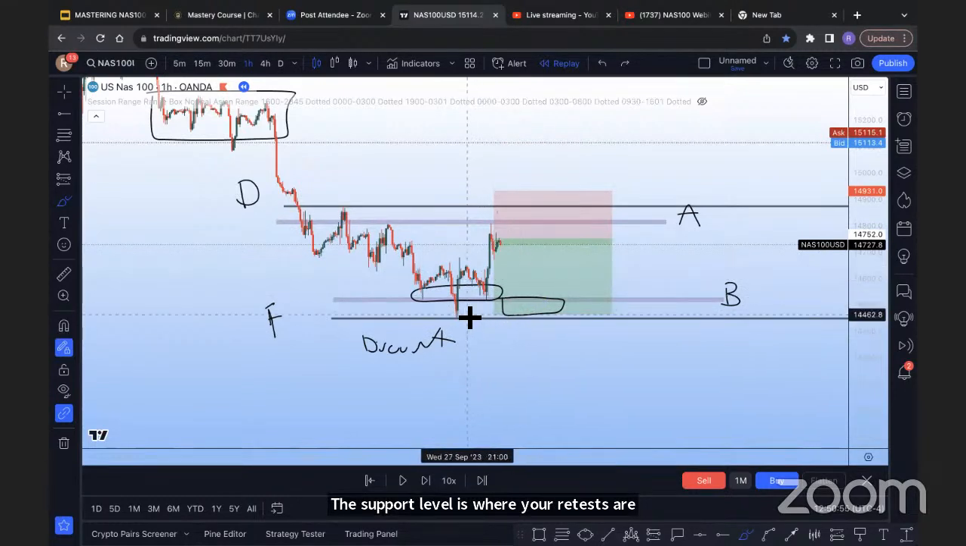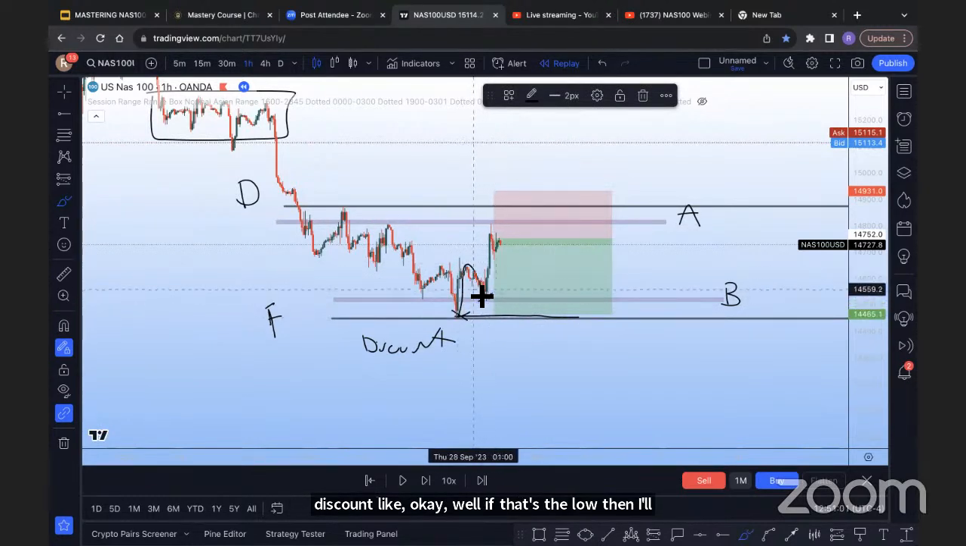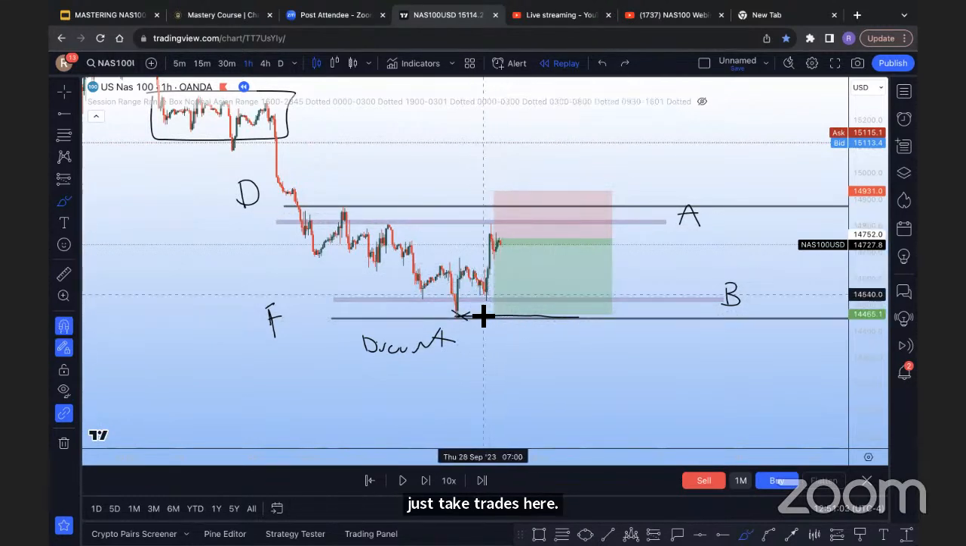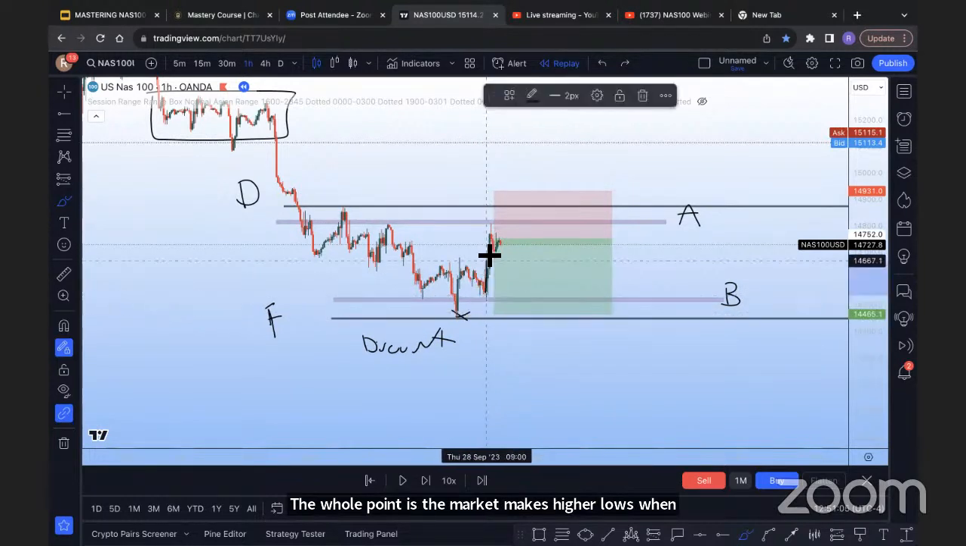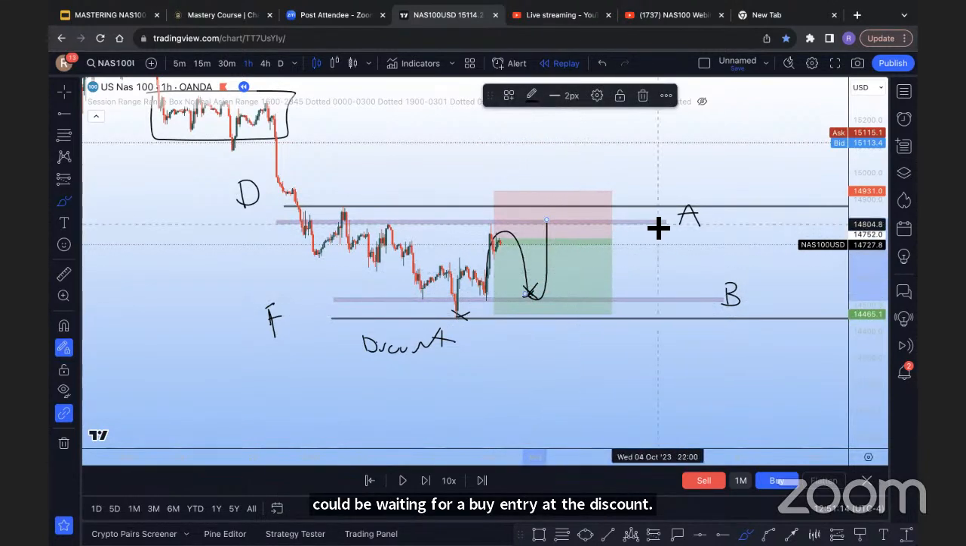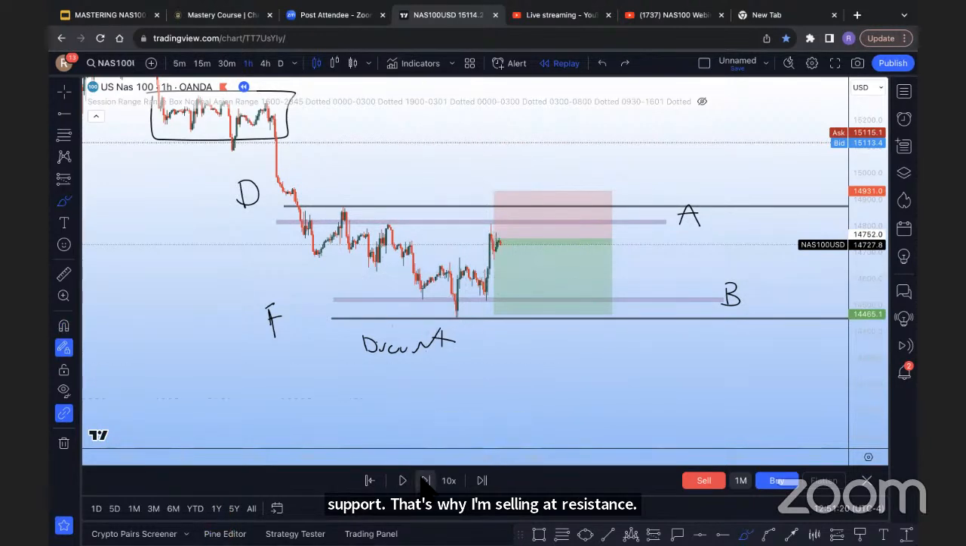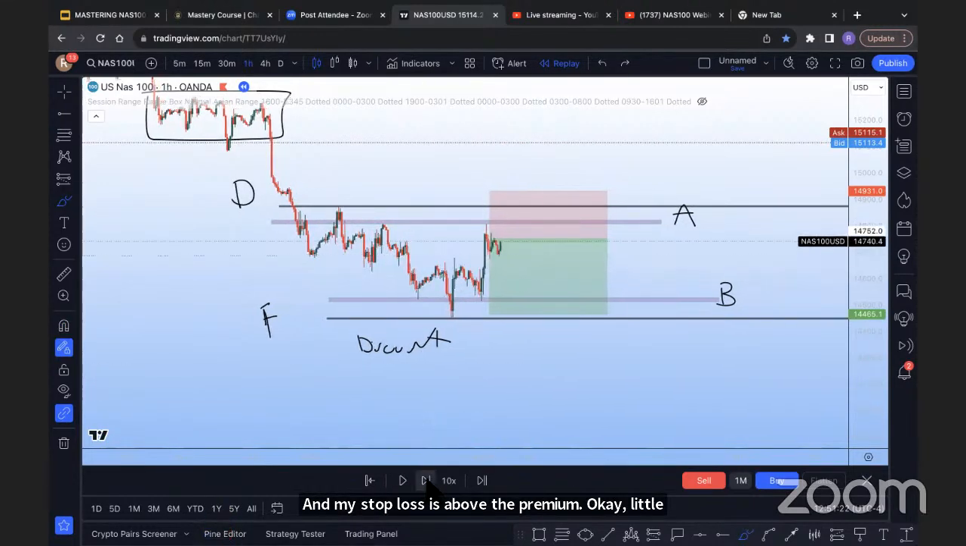So if you're identifying your discount, okay, well, if that's the low, then I'll just take trades here. The whole point is the market makes higher lows when it's about to move. It doesn't always make a double bottom. And so in this case, the market could come down here. We could be waiting for a buy entry at the discount, but more than likely, we're going to get a buy entry at support. That's why I'm selling at resistance, and my stop loss is above the premium. Okay, little side stuff. I know I'm giving away a little bit too much sauce here, but you guys get the drill.